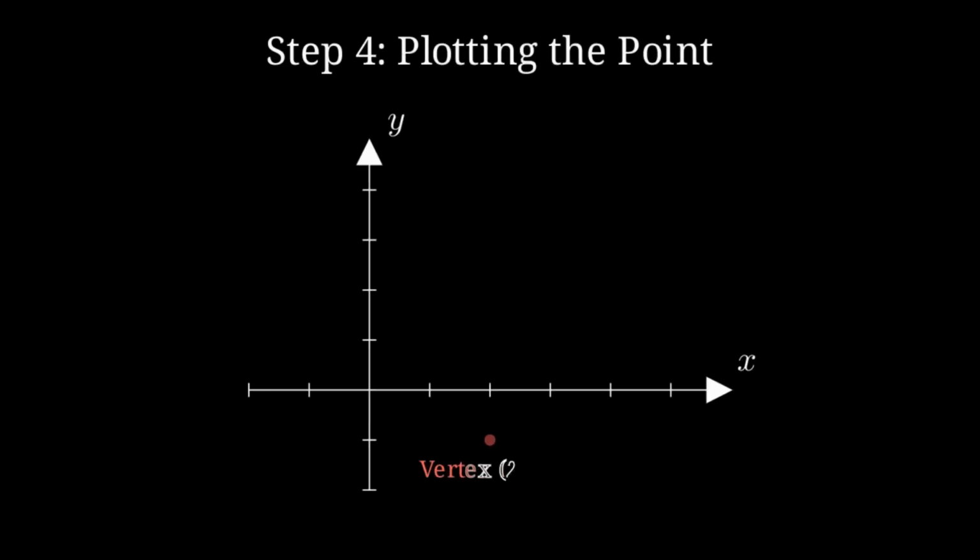Now we plot the point 2, negative 1 on our graph. This is the turning point of our parabola. Because our a value was positive, we draw the curve opening upwards from this specific vertex.